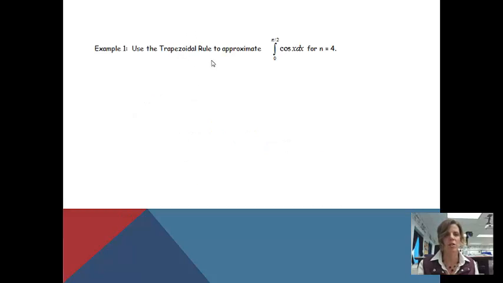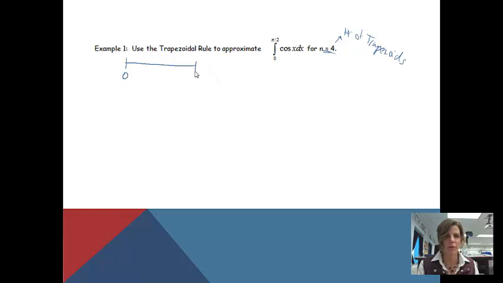It says to use the trapezoidal rule to approximate the area under the curve from 0 to pi over 2 of cosine x dx for n equals 4. So this is the number of trapezoids we are going to use. Okay, so we could draw it if we want, but I am not going to. What we are going to be doing on this one, the first thing that I like to do is the exact same thing that I did with my Riemann sum. I need to get my intervals.